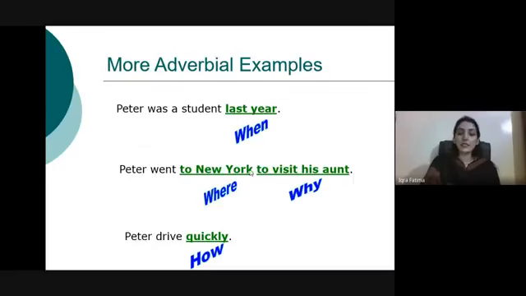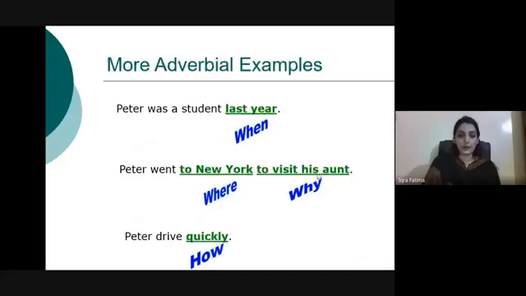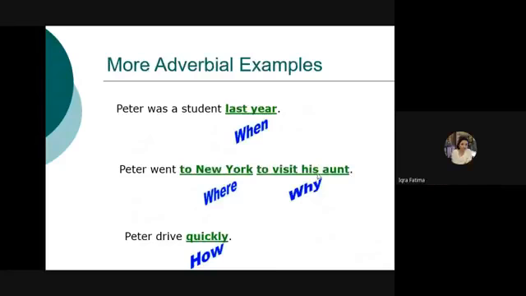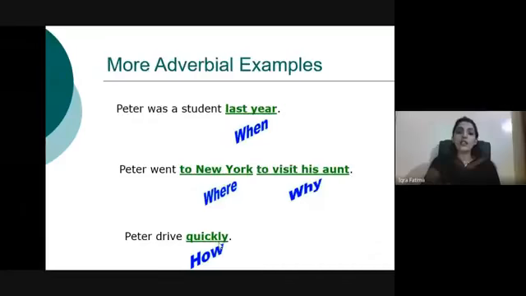The second example is: Peter went to New York to visit his aunt. Peter is the subject, went is the verb, where? To New York. Why? To visit his aunt. So there are two adverbials here. Peter drives quickly. Peter is the subject, drives is the verb, and quickly: how? So it's again an adverbial.